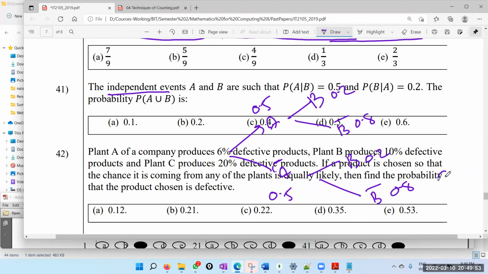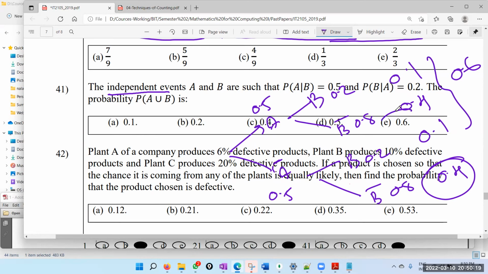0.4. So 0.8 into 0.5 is 0.4. So therefore, when you add them together, it must be 1. So 0.5 into 0.2 is 0.1, and 0.8 into 0.5 is 0.4. So then add together and you get 0.6.